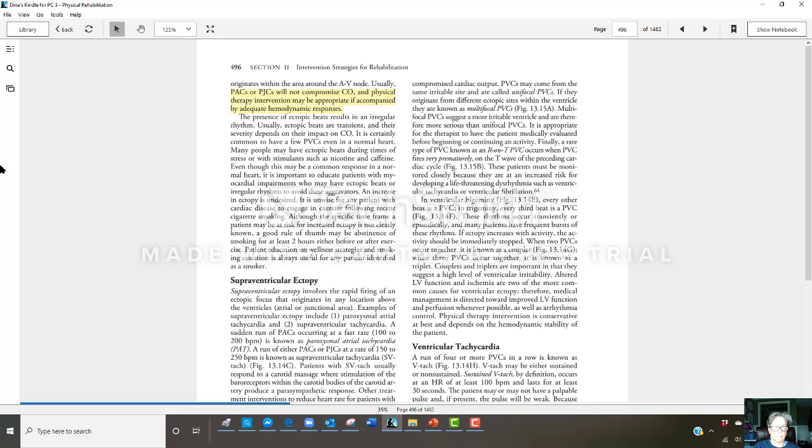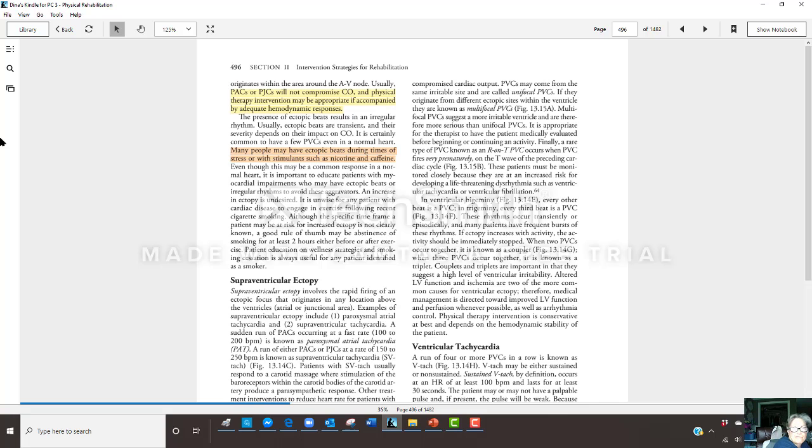Usually, ectopic beats are transient, and their severity depends on their impact on cardiac output. It is certainly common to have a few PVCs even in a normal heart. Many people may have ectopic beats during times of stress or with stimulants such as nicotine and caffeine. Even though this may be a common response in a normal heart, it is important to educate patients with myocardial impairments who may have ectopic beats or irregular rhythms to avoid these aggravators. An increase in ectopy is undesired.